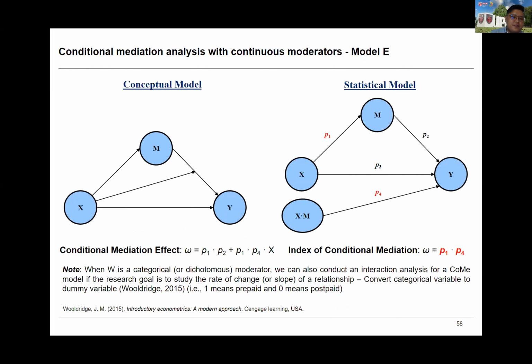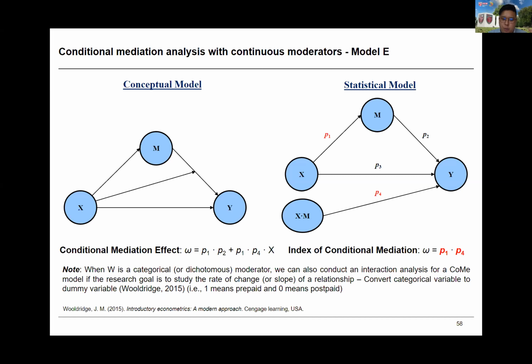This is one of the rarest conditional mediation models that you can see. If you look into the conceptual model, X not just plays the role of predictor or independent variable, but X also could moderate the relationship between M and Y, where you can see the interaction X multiplied by M predicting Y. To calculate the index of conditional mediation, simple, P1 multiplied by P4. If this is significant, then there is a conditional mediation effect in Model E.